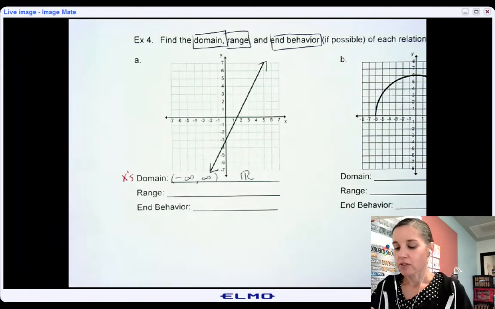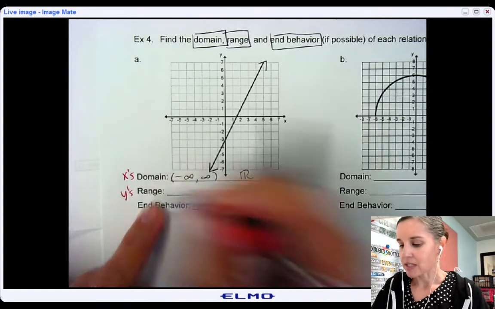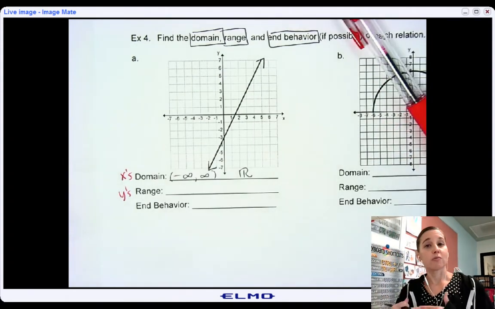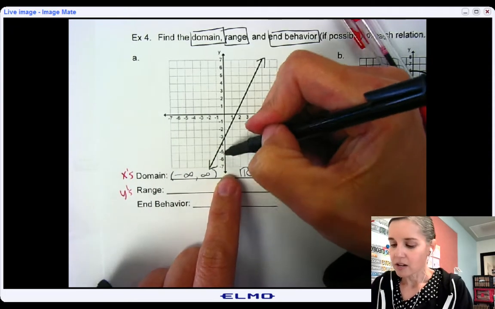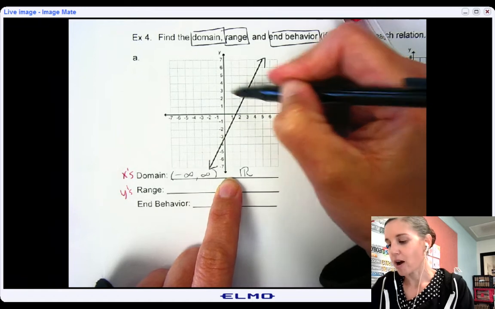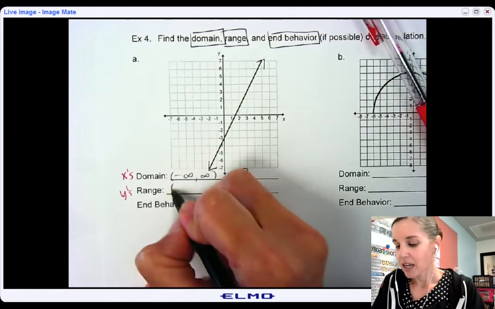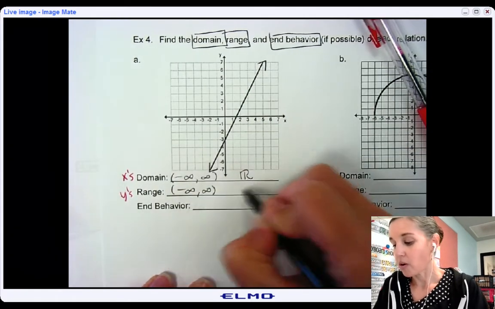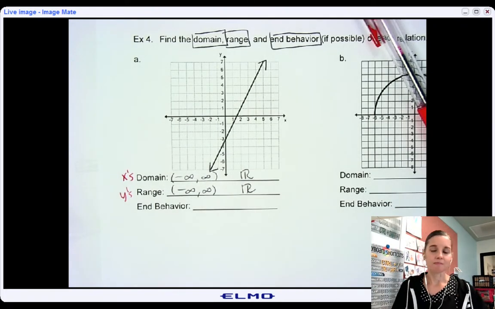Now let's do the same thing for the range. The range are my y values. This time you're going from your lowest y to your highest y. If I start at my lowest y, I'm always going to have a match on my graph. Every y can touch the graph. So again, it's going from negative infinity to infinity, or all real numbers.